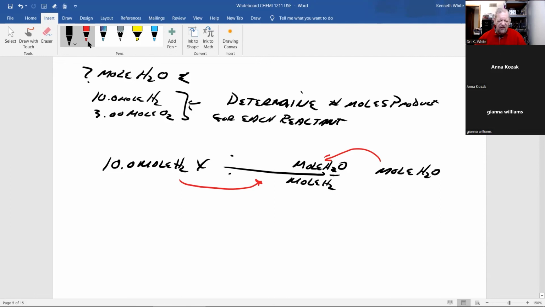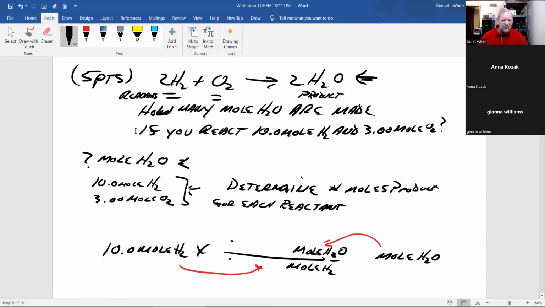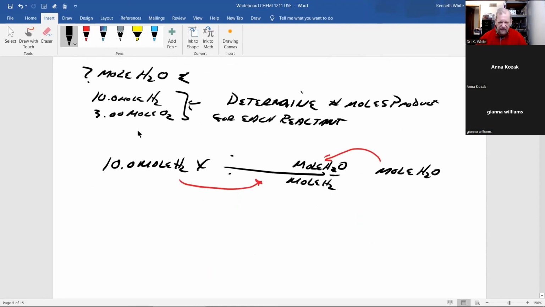And where do we get these numbers? From our balanced chemical equation. For every 2 moles of hydrogen, you make 2 moles of water. And now moles of hydrogen divided by moles of hydrogen cancel out. These are exact numbers, and I can do this in my head. The answer would be 10.0 moles of water you'll make. Now that's for one. You'll have to do the same for oxygen.